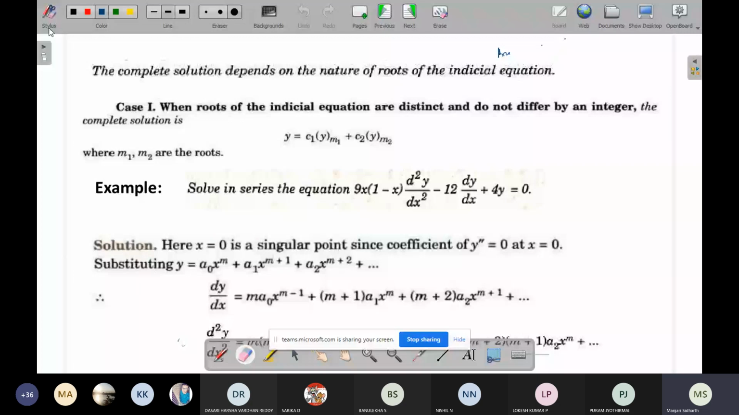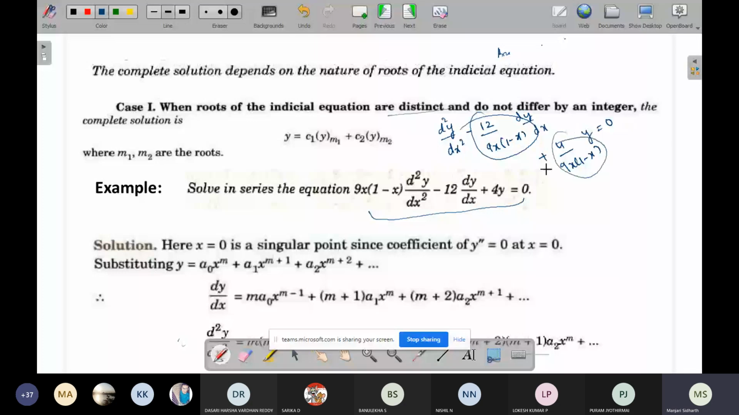The first case was when the roots of the indicial equation are distinct and do not differ by an integer. First, look at the differential equation. It is of this form, so P(x) is this and Q(x) is this. Both P(x) and Q(x) are not defined at x equals 1 and x equals 0. That means both are singular points.